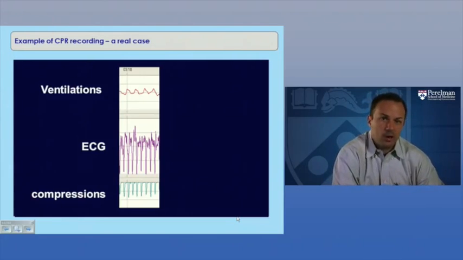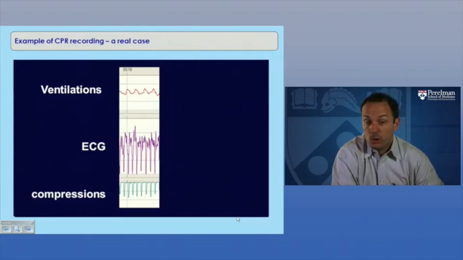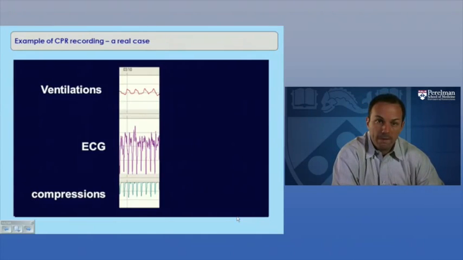So this is an actual cardiac arrest, and in the top tracing, those little red humps represent breaths being delivered by a rescuer. In the middle is the ECG, or electrocardiogram, or electrical recording of the heart. And in the bottom tracing are compressions. Each vertical line there represents an individual compression. The depth of each of those little valleys represents the depth of each compression. So now let's roll the tape.